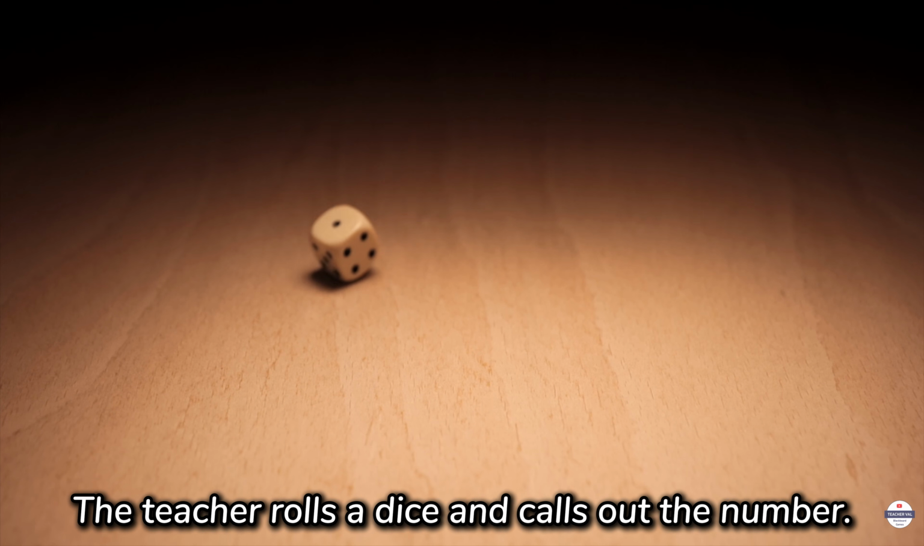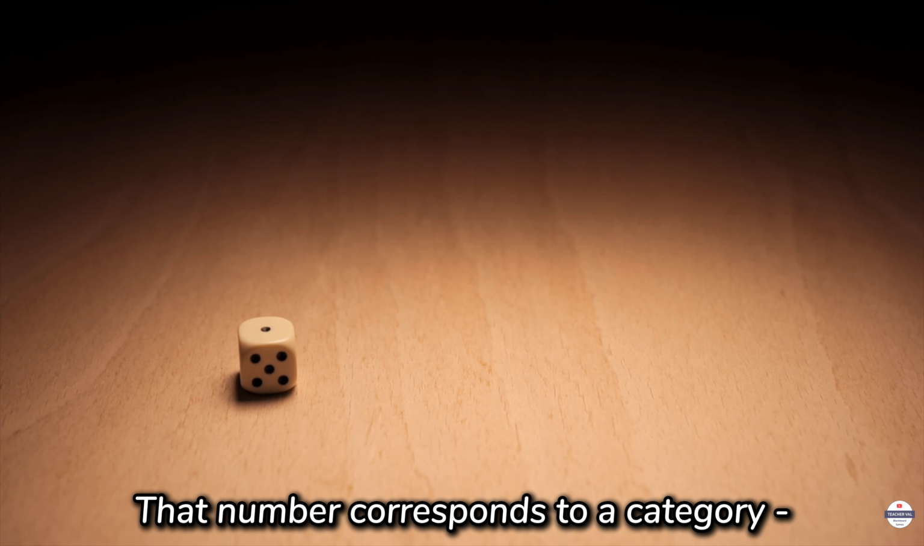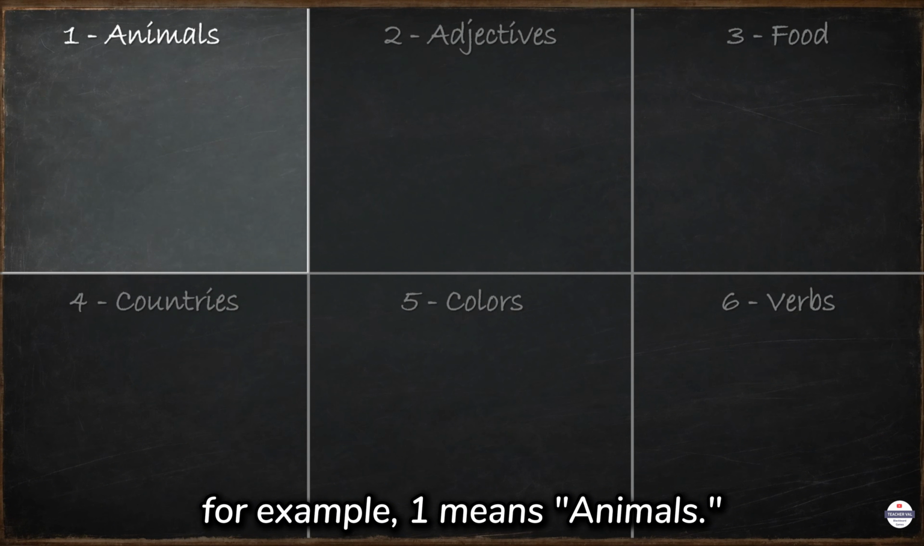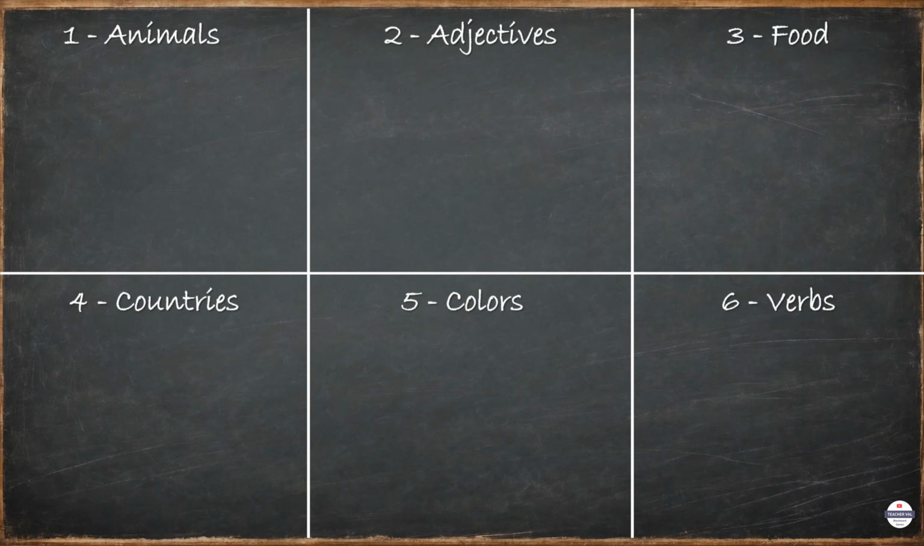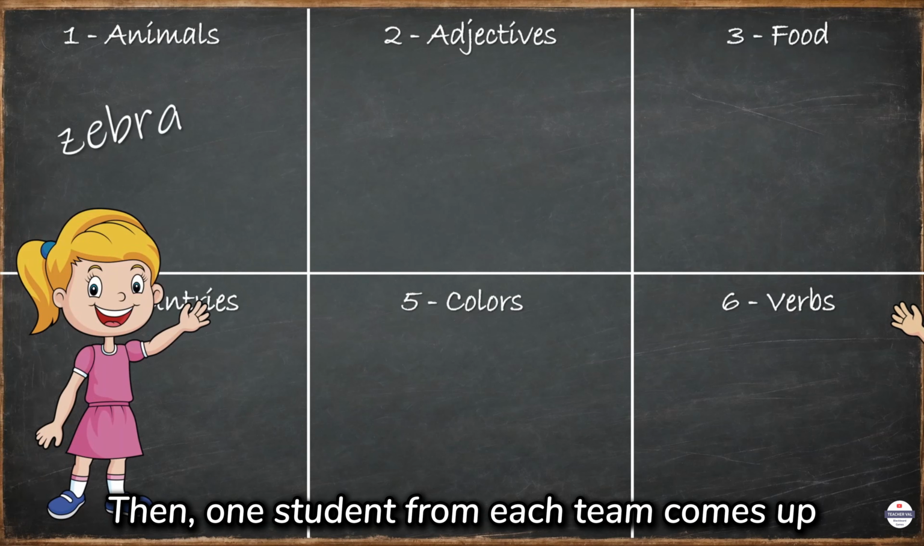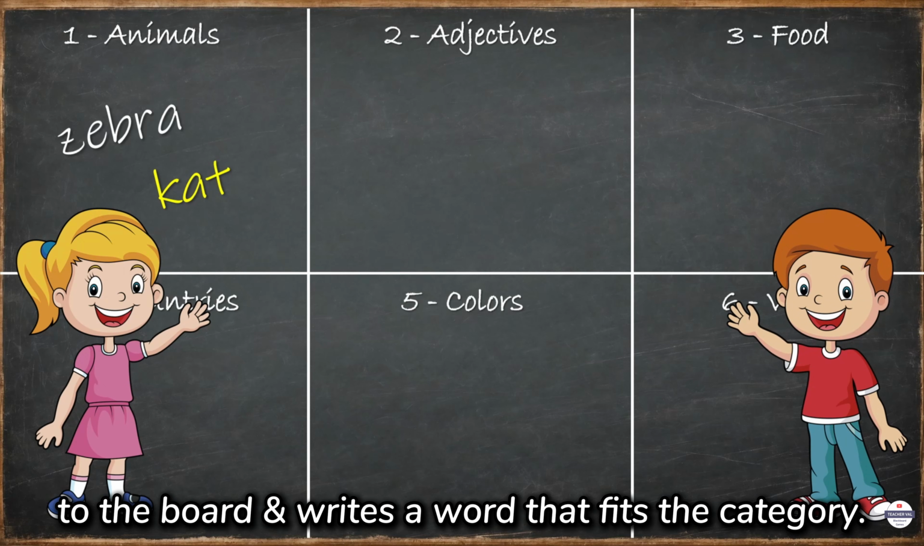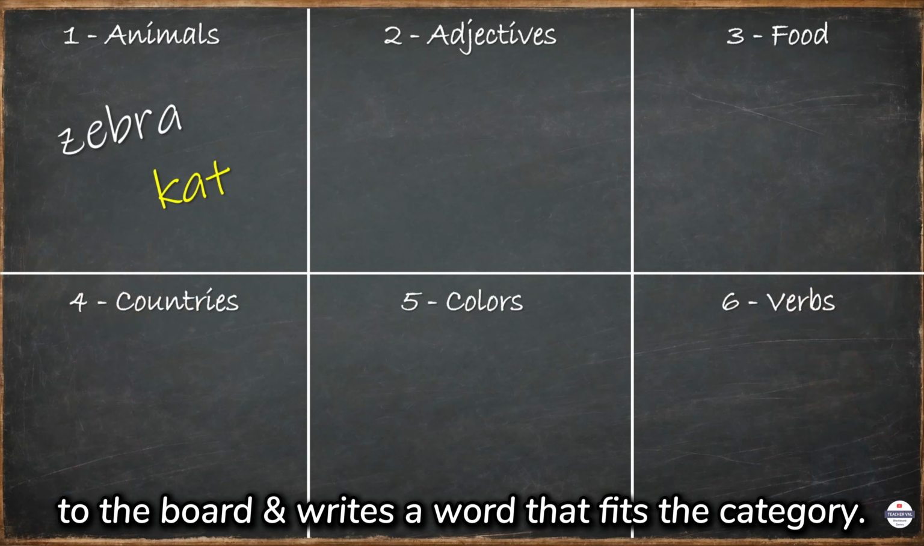The teacher rolls the dice and calls out the number. That number corresponds to a category. For example, 1 means animals. Then 1 student from each team comes up to the board and writes a word that fits the category.